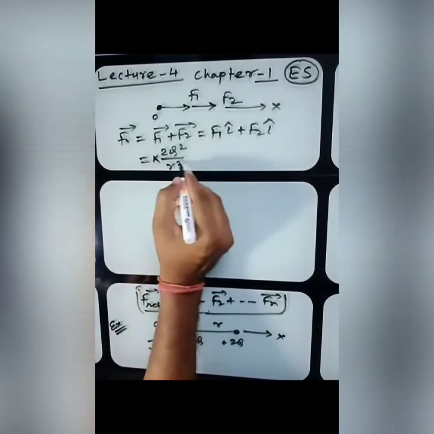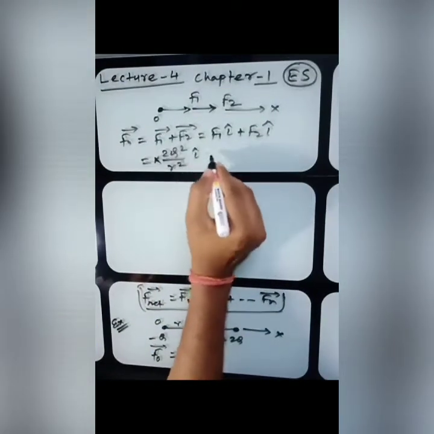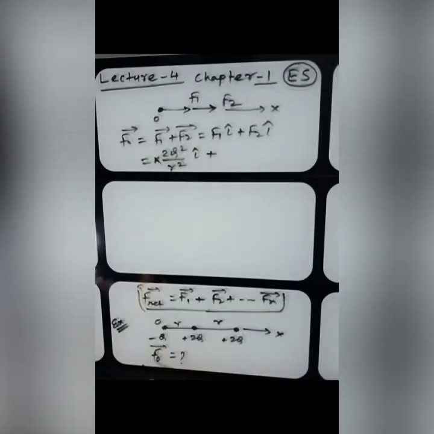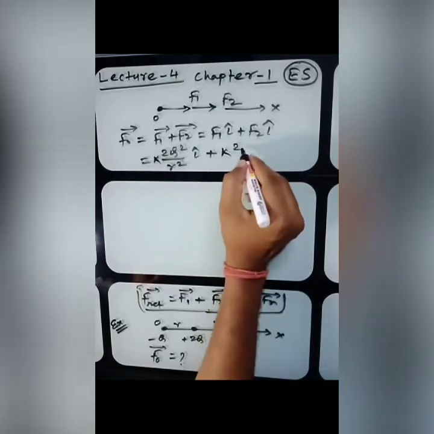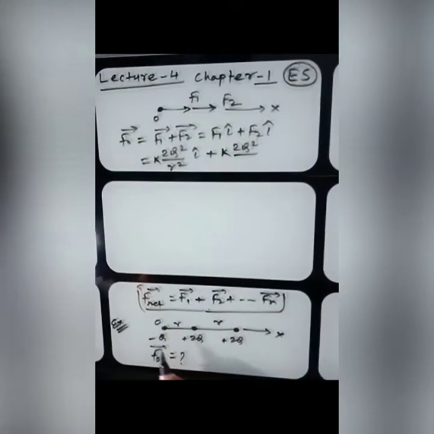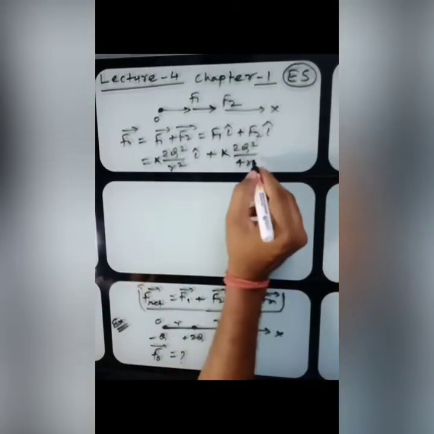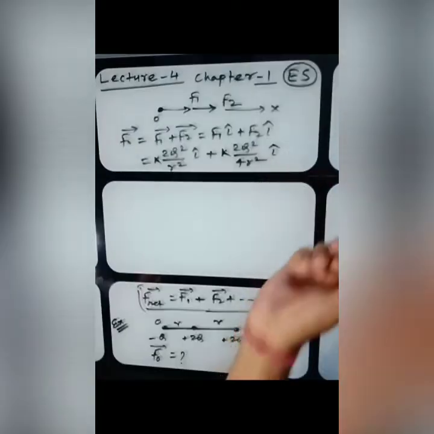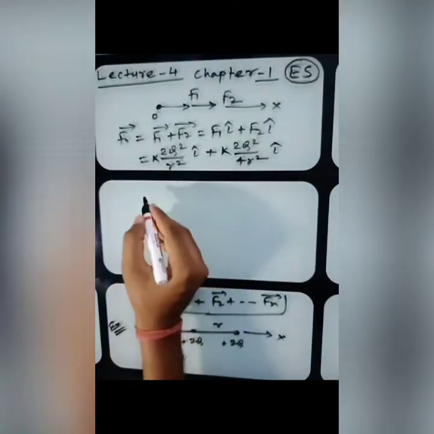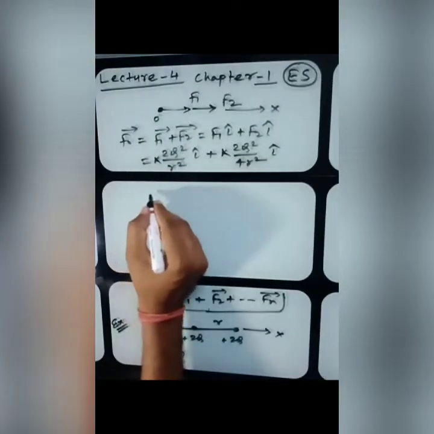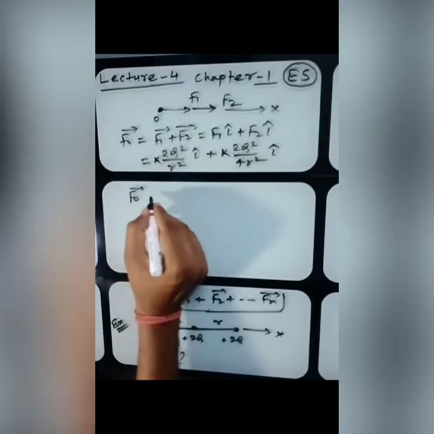So R square i cap, plus, for this charge and this charge, the force will be K Q1 Q2, again K 2Q square divided by what will the separation be? Now the total separation will be 2R, that is 2R whole square. How much is it? 4R square i cap. So the net force you can calculate now using the vector method over here.